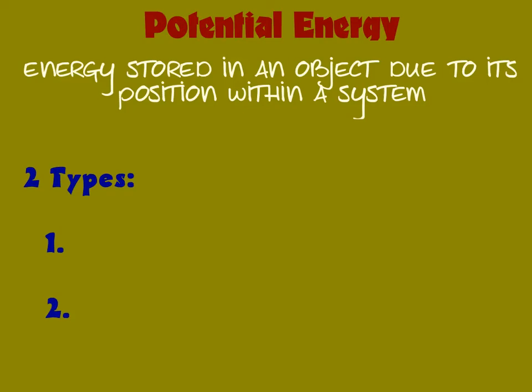This video is all about another type of energy, potential energy, otherwise known as the energy stored in an object due to its position within a system. There are two types of potential energy that we'll learn about in this video. The first type is called gravitational potential energy. And the second type is called elastic potential energy.